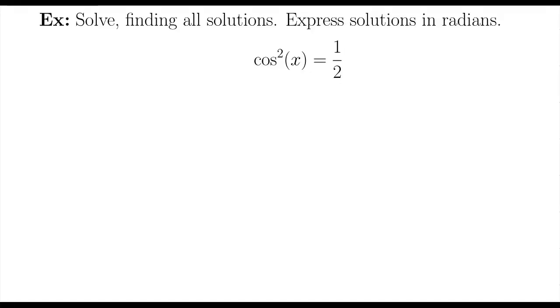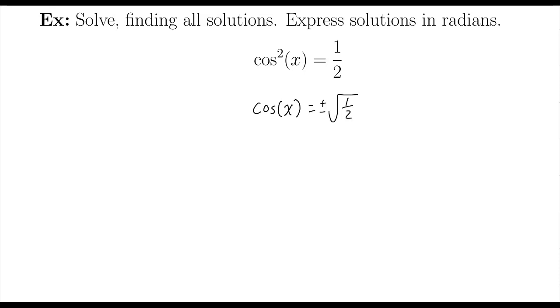Let's find all the solutions to the equation cosine squared x equals 1/2. Okay, so we should rewrite this. Cosine squared by itself, not so great, but I can use the square root property. Take the square root of both sides, and I'm left with positive square root of 1/2 and negative square root of 1/2.